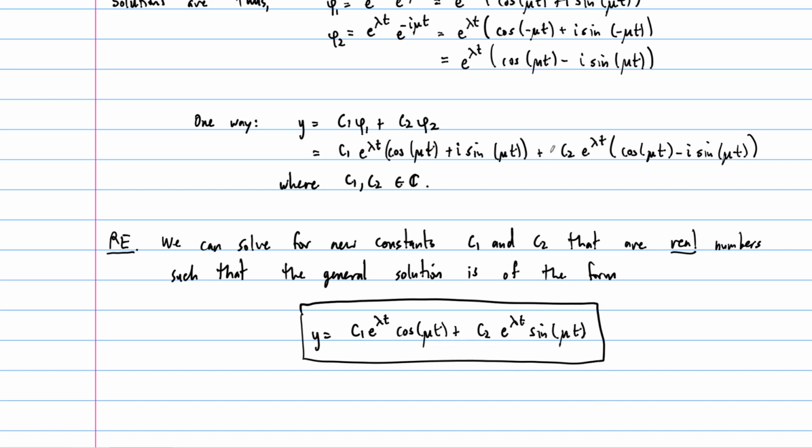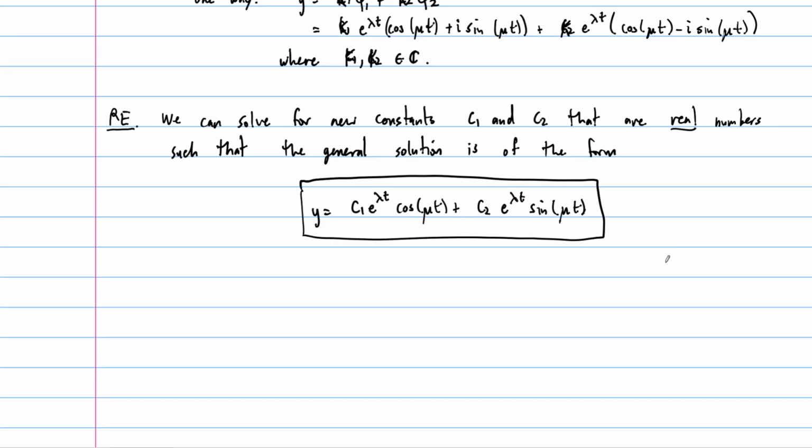You just work that out by multiplying through and solving a system of equations. You probably want to call them something different. Maybe up here you would call these K1, K2, and then you can solve for C1 and C2 in terms of these constants K1 and K2 from up here. And they'll end up being real, so they have to be real, C1 and C2. So this is the general solution we can just write down.